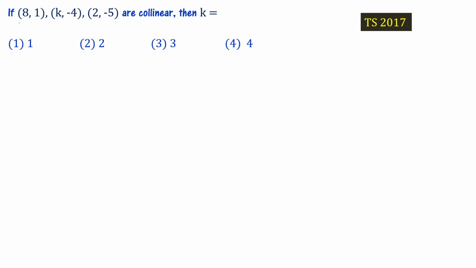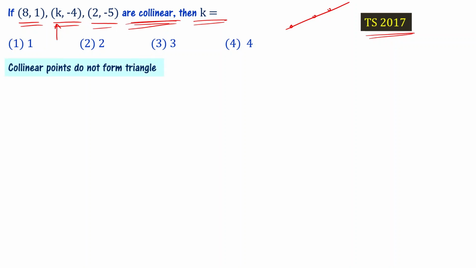If 8, 1, k, -4 and 2, -5 are collinear, then what is the value of k, they asked. This is a question given in Telangana POLYCET 2017. What are they telling us? Here there are 3 points, and they say they are collinear. Okay, if they are collinear, find the value of the unknown k. We know collinear points are the points that are falling on a straight line, right? And we also know that collinear points do not form a triangle, right?